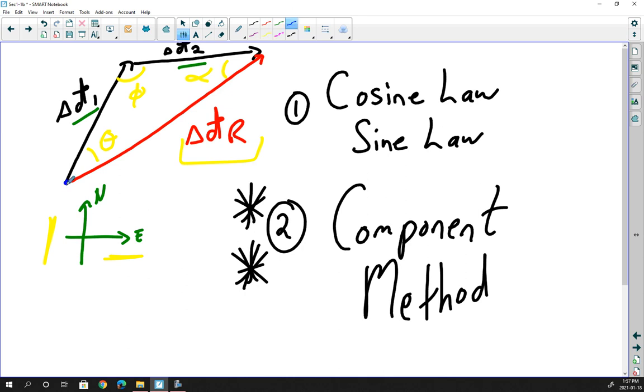If this is the initial position and this is the final position, and we want to find out the difference between where you are now compared to where you were, that is the resultant displacement. We can't just stick to tan inverse and Pythagoras anymore. We've got to start using things like cosine law and sine law, or come up with a completely new method, and we will, called the component method. The component method is one of the most important parts of this year's course, and we're going to look at that in greater depth.